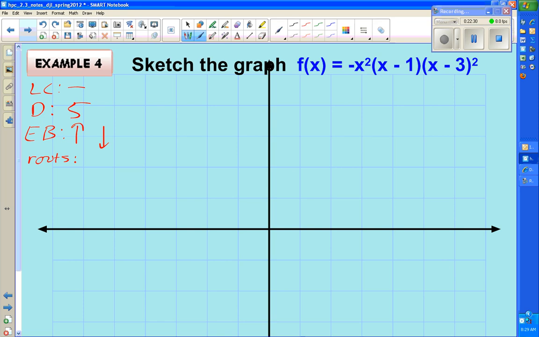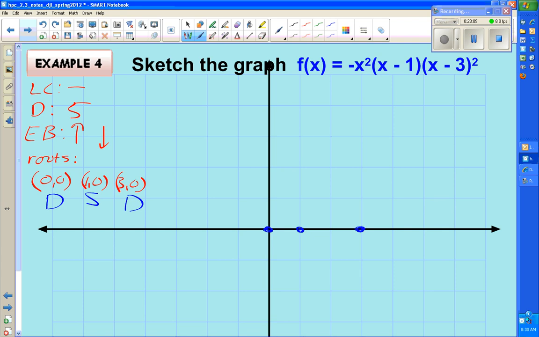So for our roots, what are our roots? (0, 0), (1, 0), (3, 0). What kind of root is (1, 0)? Or (0, 0)? That's a double. (1, 0), (3, 0), double. So we have 2 bouncing and 1 straight through. (0, 0), (1, 0), (3, 0).